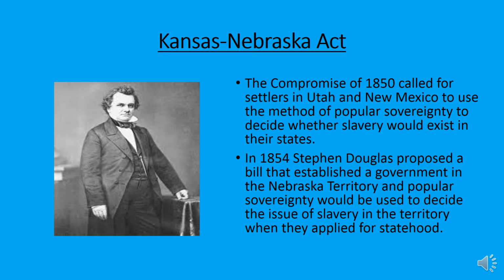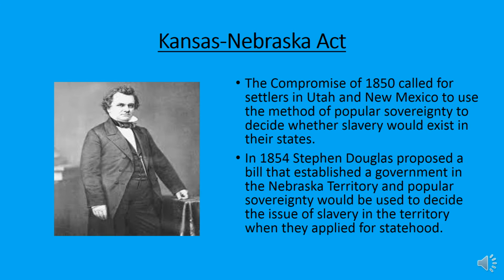The Compromise of 1850 brought into play this method of popular sovereignty. Popular sovereignty was a method by which citizens of a territory, when they became states, would choose for themselves the role that slavery was going to play in their state.